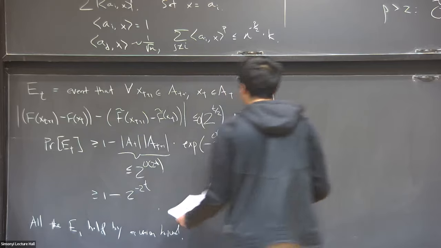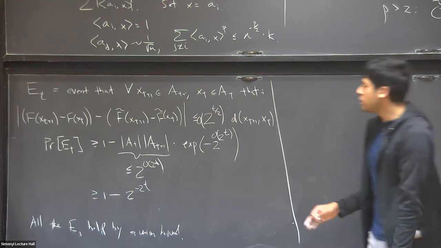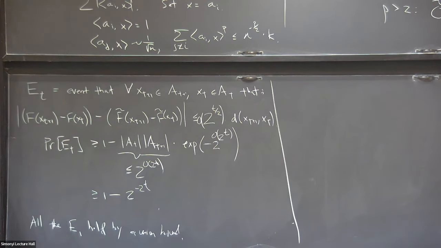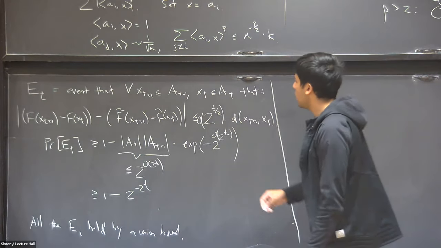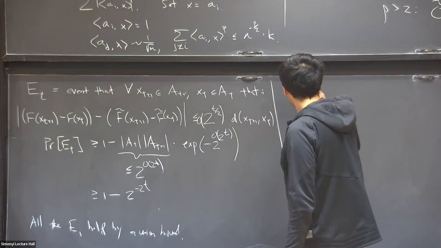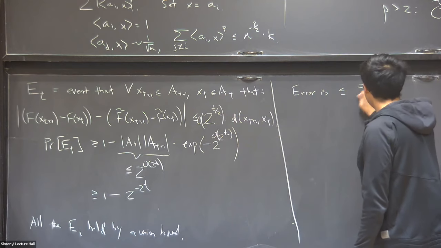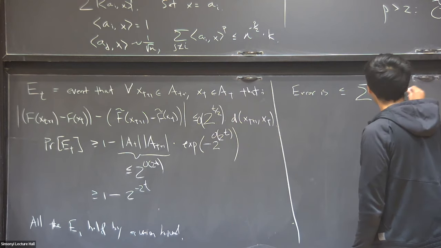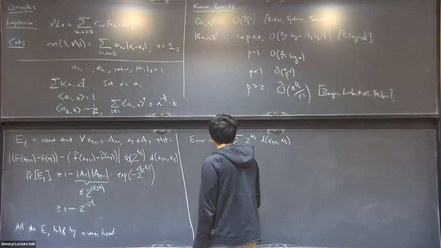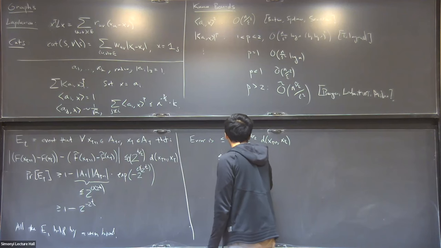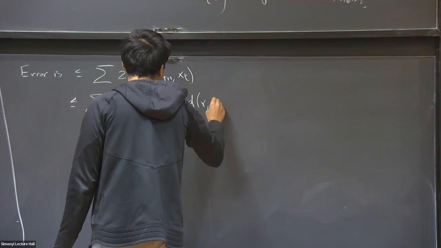Okay. And to finish up the error analysis of the sampling, just in terms of these sets A_t, without defining the sets A_t, you can see that the total error now is at most the sum of these terms. Sum of 2^(t/2) times the distance between x_{t+1} and x_t. And to move everything back to x, you use the triangle inequality one more time: d(x, x_t) and d(x, x_{t+1}).